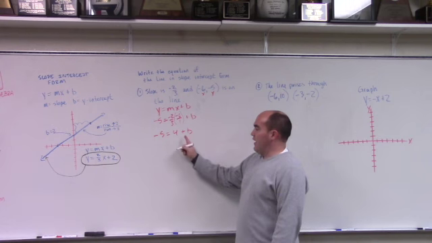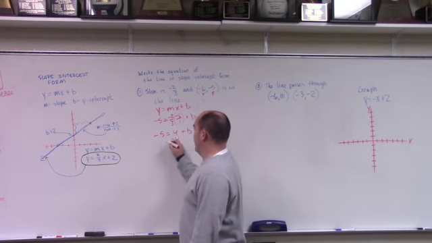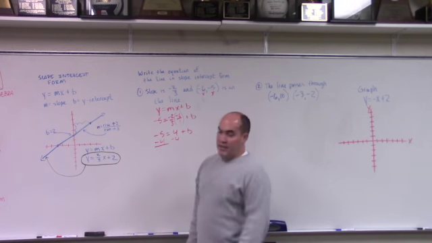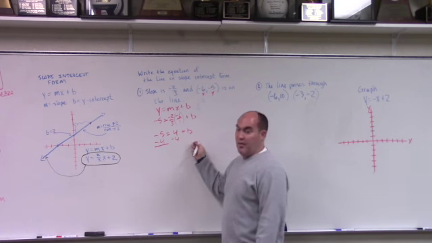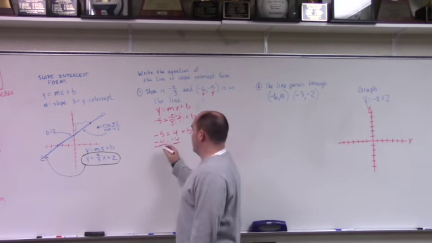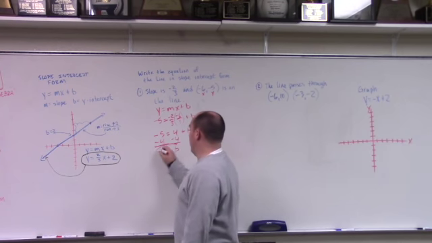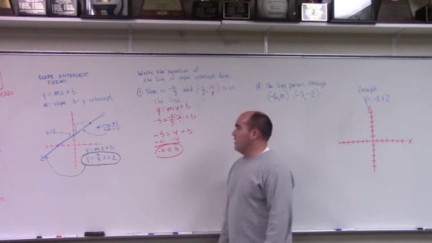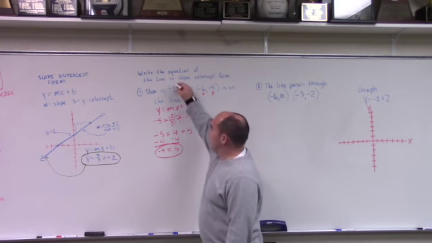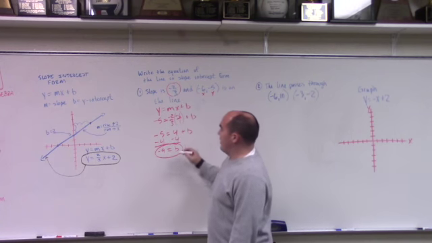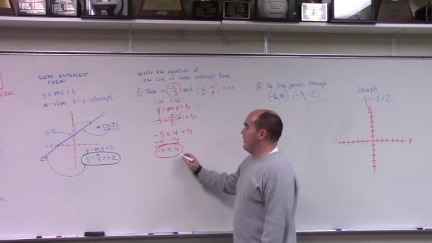Now if I have a positive 4 and a positive b, I want to subtract the 4 to get it to the other side, because I want this b, this variable, by itself. So -5 and -4 make -9. So I get b equals -9. Now, once I have the slope, which was -2/3, and the b, the y-intercept, which is -9, I can write the equation of the line.